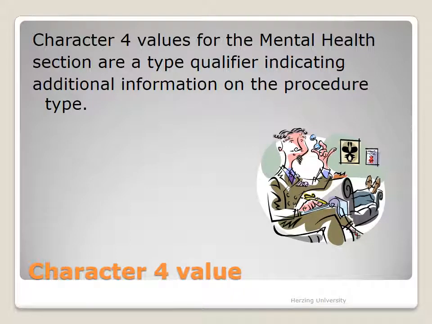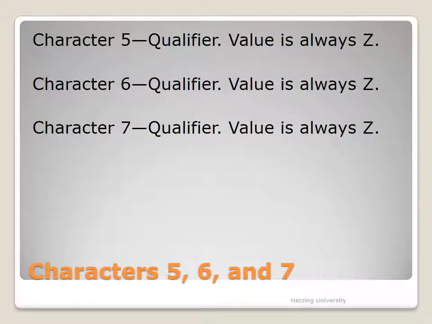The fourth character in the mental health section of ICD-10 PCS is the type qualifier. The type qualifier is the fourth character of a code and is used to indicate more information about the root type, which is the third character of the code. Characters 5, 6, and 7 are qualifiers in the mental health section and have a value of Z, which is none. The Z must be used as a placeholder because all codes are reported with 7 characters.